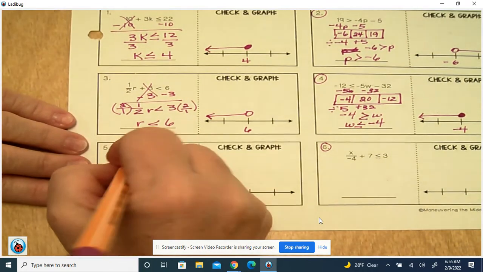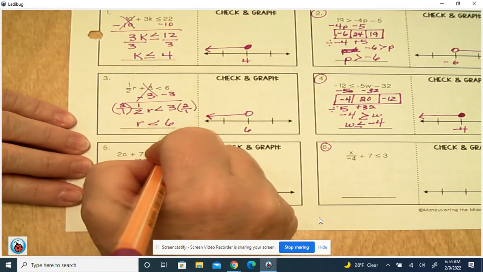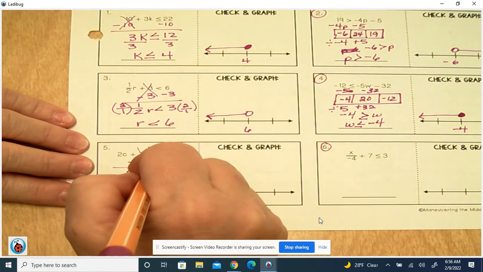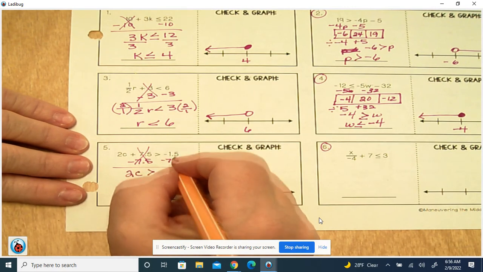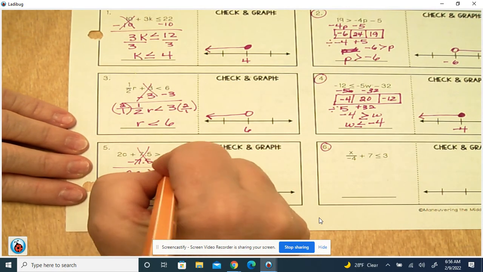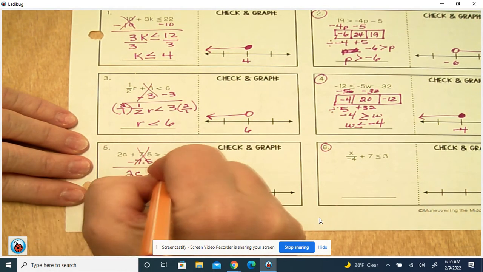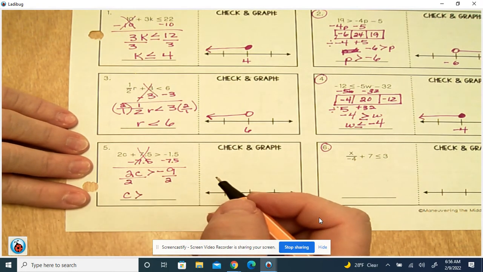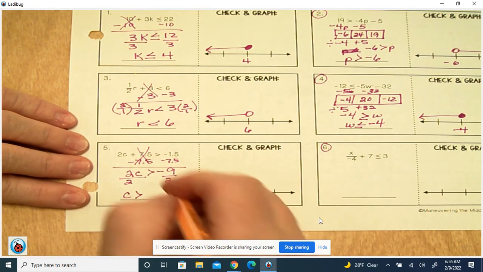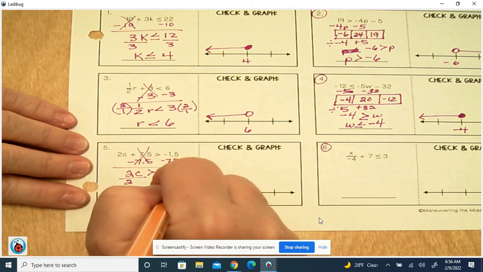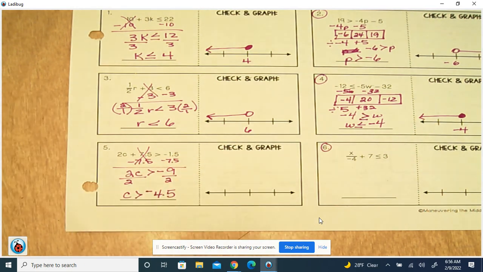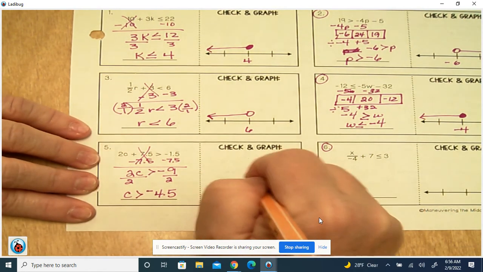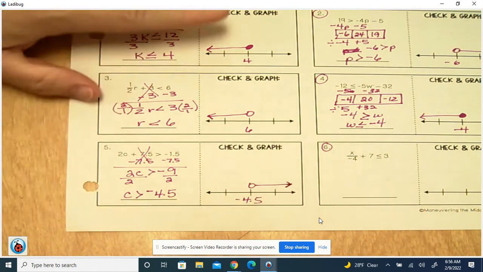All right, here we're going to subtract 7.5 from both sides. These cancel out. You've got 2C is greater than a negative 1.5, and a negative 7.5 is a negative 9. Divide by 2. C is greater than a negative 4.5. So we've got negative 4.5, open circle, shaded to the right.